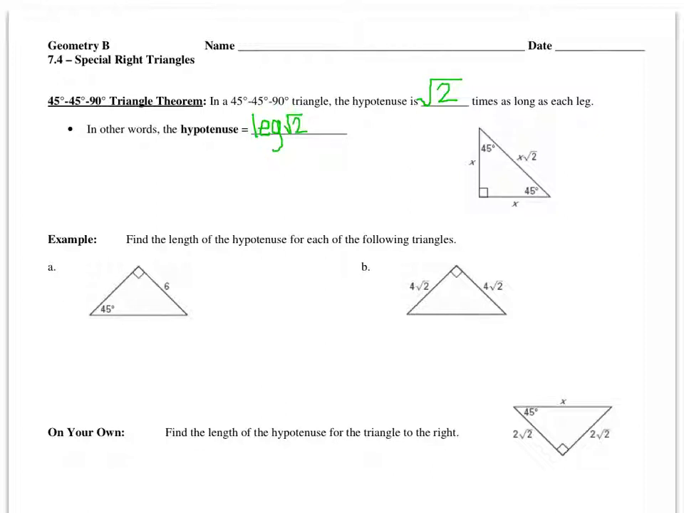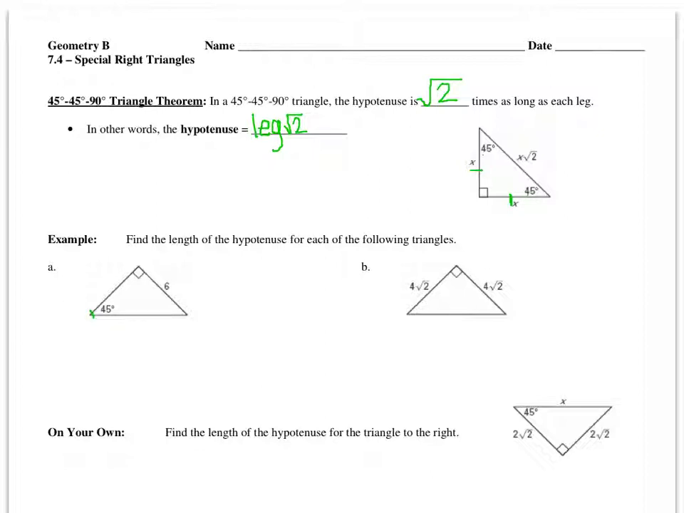So 45, 45, 90. Since this angle is 45 and this angle is 45, that tells us that these sides are equal to each other, because it's really an isosceles triangle. So both the legs are x, they've got the same value, so our hypotenuse is x times the square root of 2. So this example says find the length of the hypotenuse for each of the following triangles.